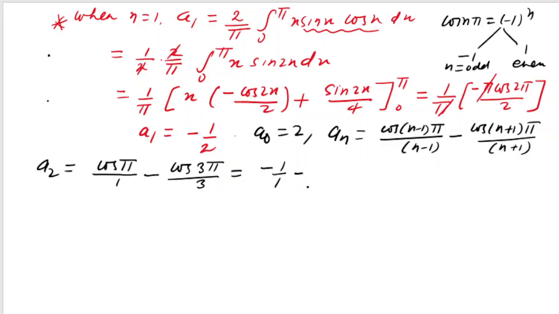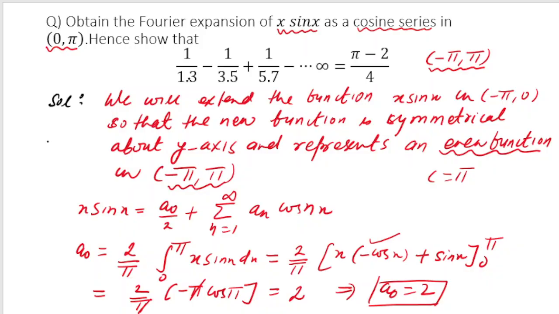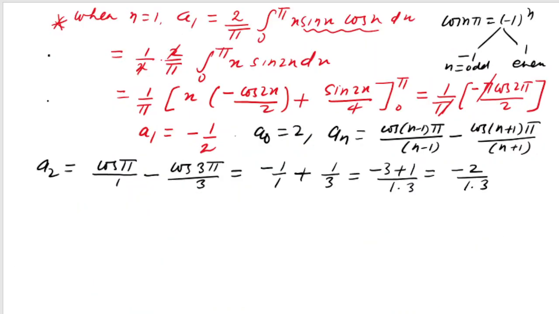So it will be minus 1, so it will become plus 1 by 3, which I can write as minus 3 plus 1 by 1 into 3. So I will get minus 2 by 1 into 3. You might be thinking why I am writing like this. If you look at this expression, it is appearing in this form, so I am not writing 3 directly, I am writing it as 1 into 3. Now if I calculate a3, you have to put 3 here.